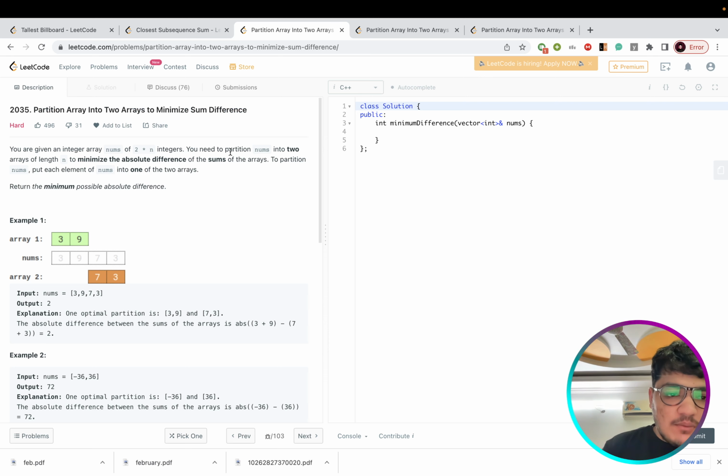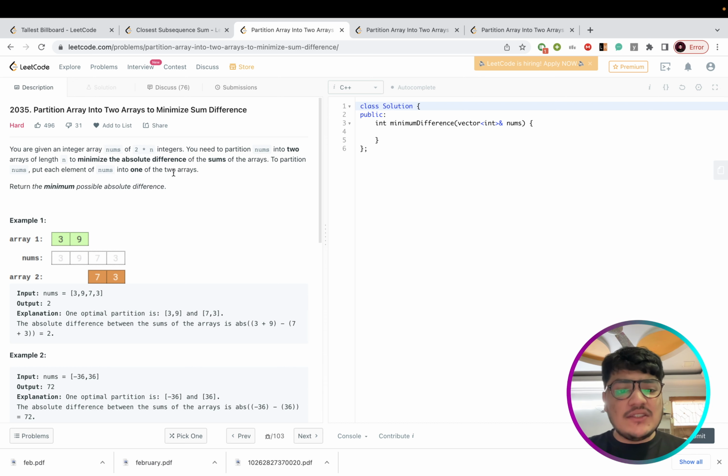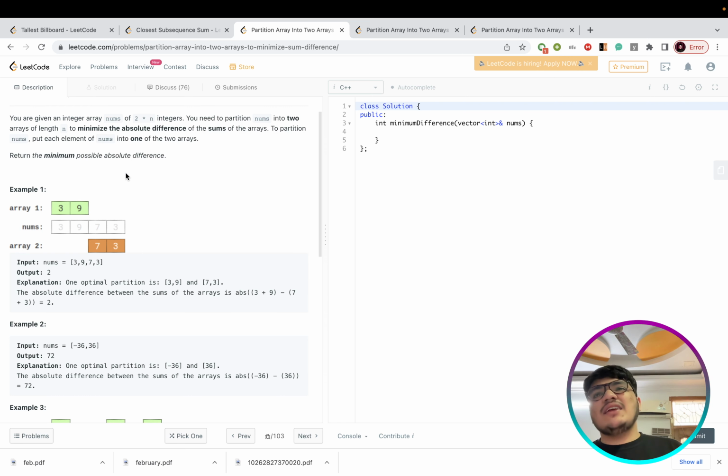Here in this problem, you are given an array of 2n integers, and you need to partition it into two arrays of length n, in such a way that it minimizes the absolute difference of the sum of the arrays. It means you have to put n elements here and n elements here, such that the difference of their sums is minimized.